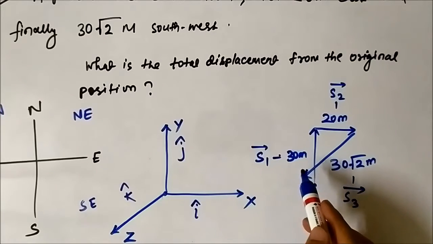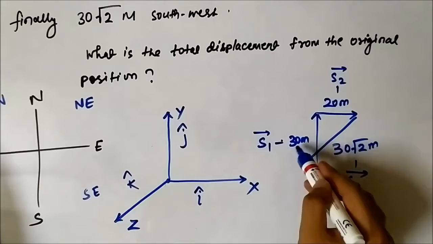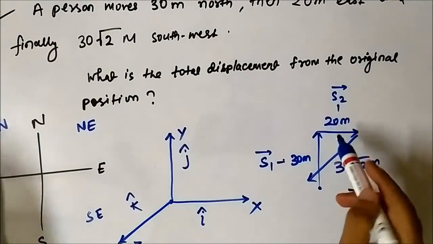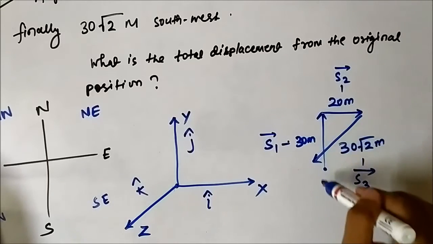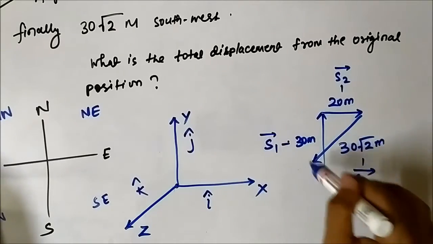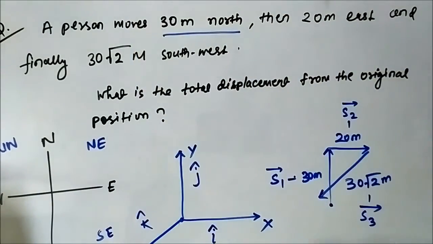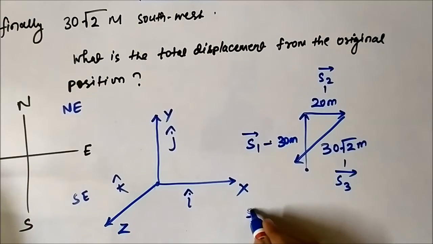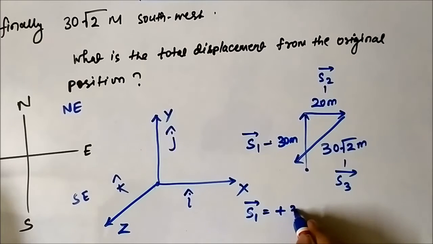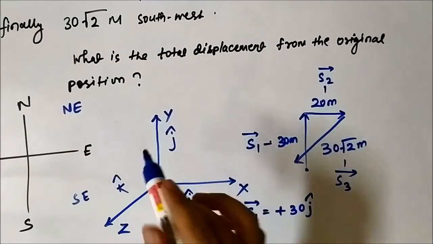Now we have to represent these vectors in terms of the coordinate axes, in terms of the unit vectors. Pay attention here. S1 is 30 meters, the person moving 30 meters north. If we compare this with the coordinate axes, 30 meters north means along the y axis, 30 units in the positive y axis direction. So we can represent S1 vector as plus 30 j cap.